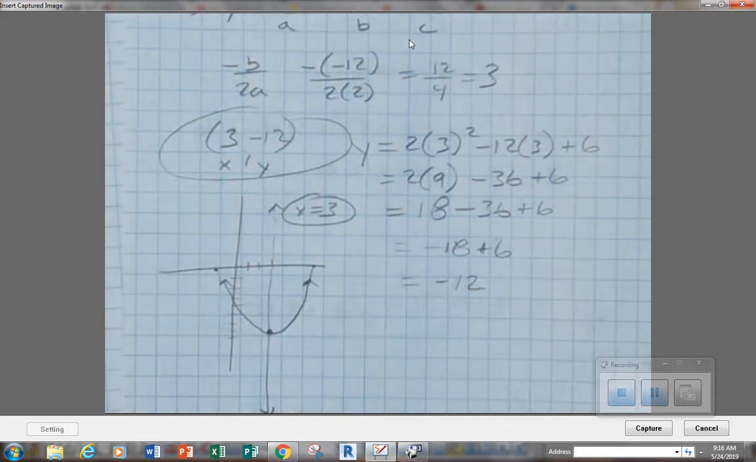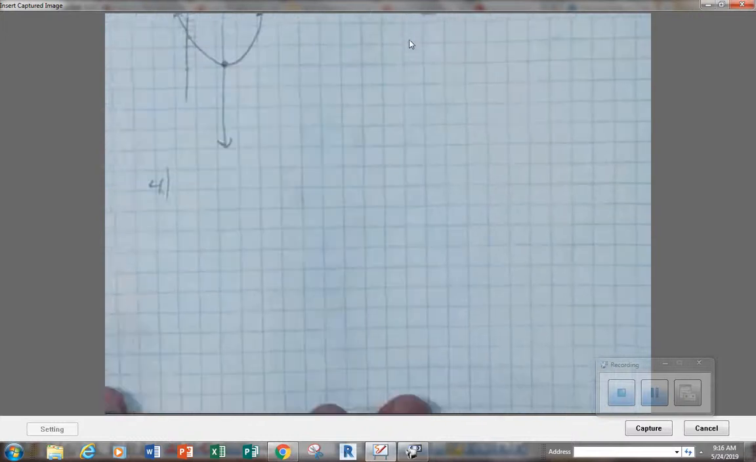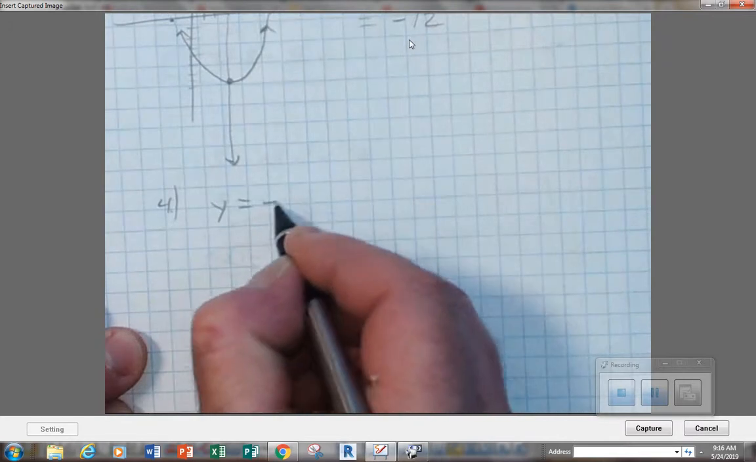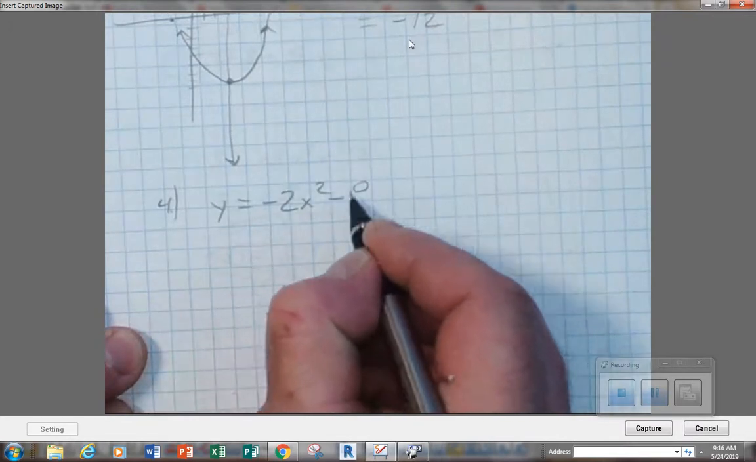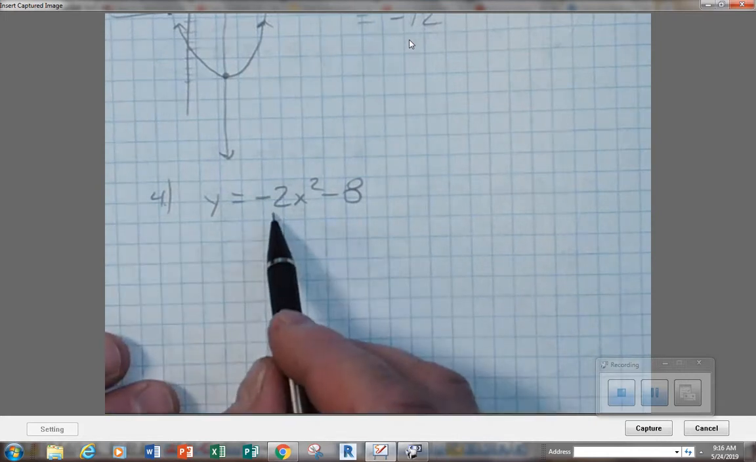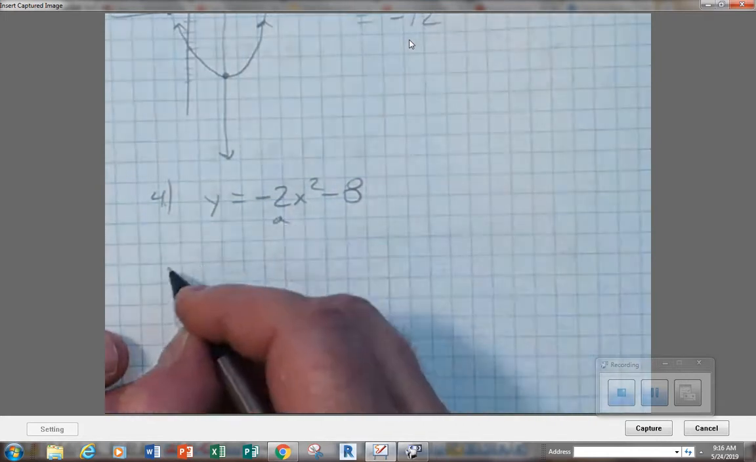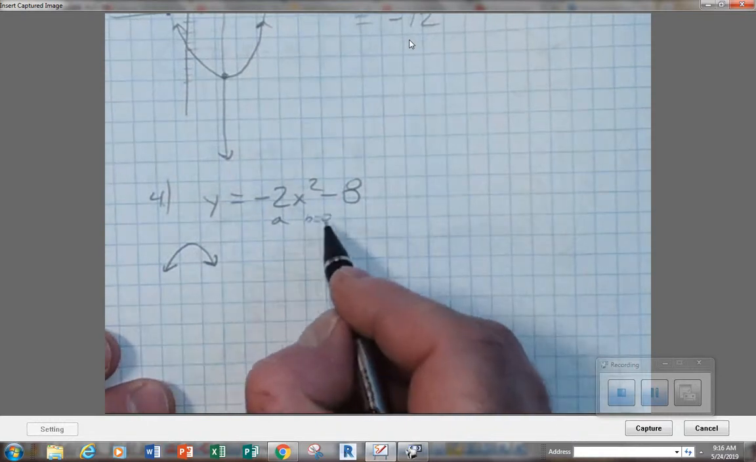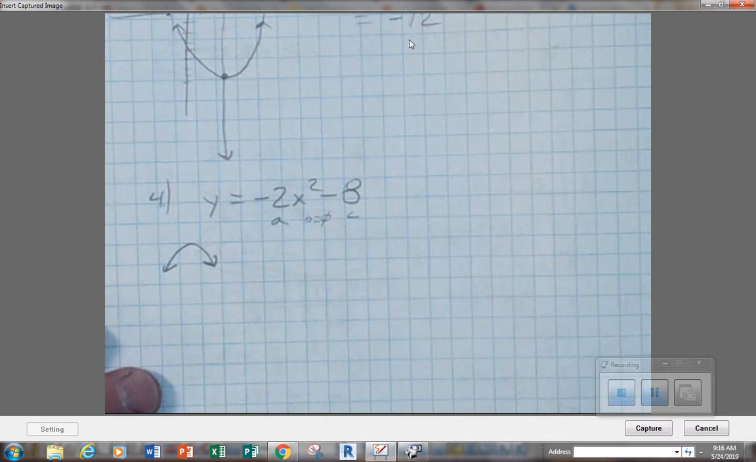All right, here we go, number 4. It says find the coordinates of the vertex of the graph y equals -2x² minus 8. Identify is a maximum or a minimum. So here we go. Right away, I see that this is negative, so it's going to open down. I have no B term, and I have C is negative 8.